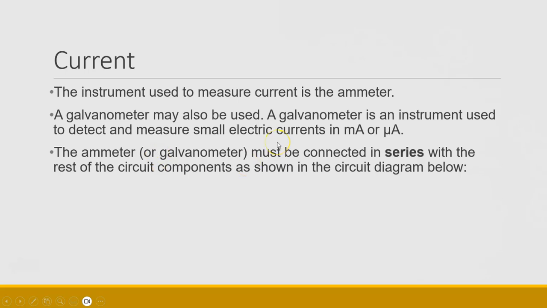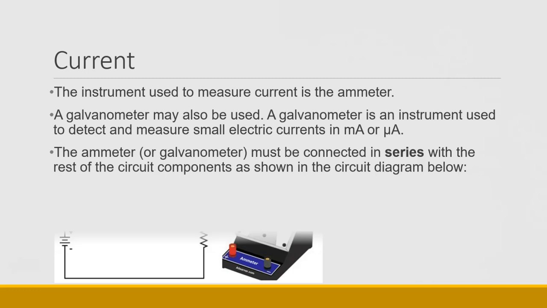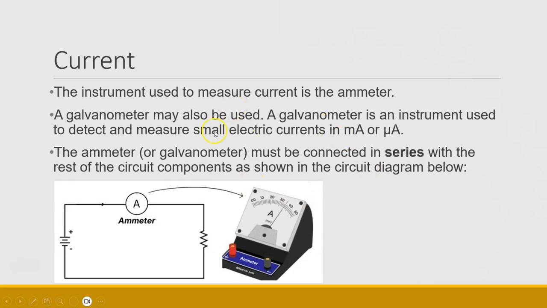The ammeter or the galvanometer must be connected in series with the circuit components. It doesn't work if it is connected in parallel. So what we mean by that is that the ammeter needs to be connected along the conducting wire. You'll see how that differs to the way that we connect a voltmeter in parallel. Now, it doesn't matter where you place your ammeter in the circuit, you would get the same reading regardless.